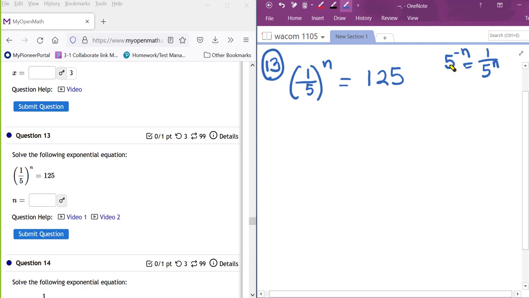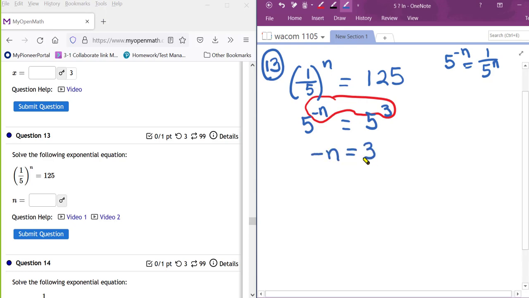So let's write it instead as 5 to the negative power. So remember, when you have a fraction, it's something to a negative power. Then we can rewrite 125 as 5 to a power. Now your bases are equal, so set your exponents equal. And this one will take one more step. You have to divide out your -1. So you should get n equals -3.